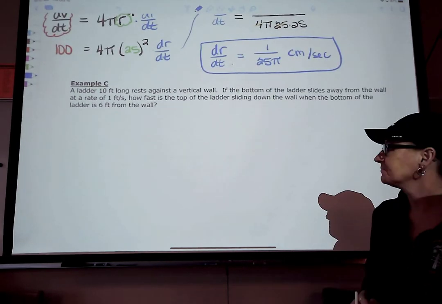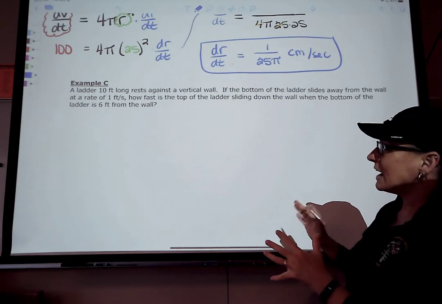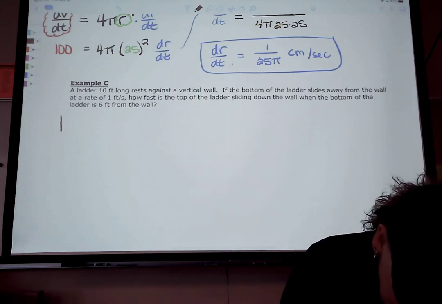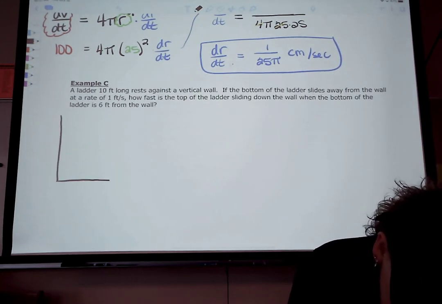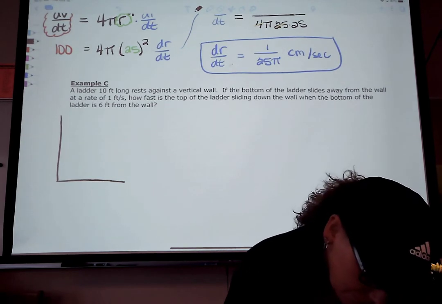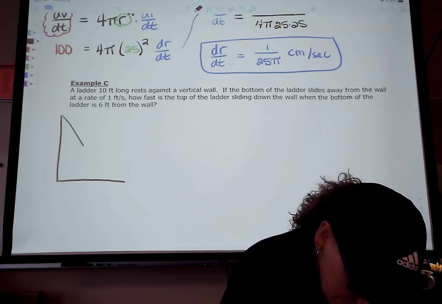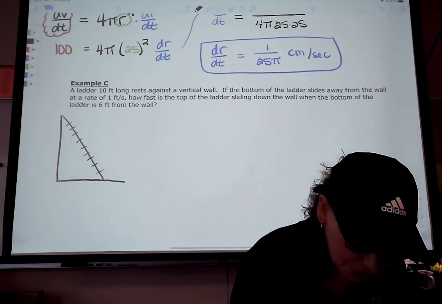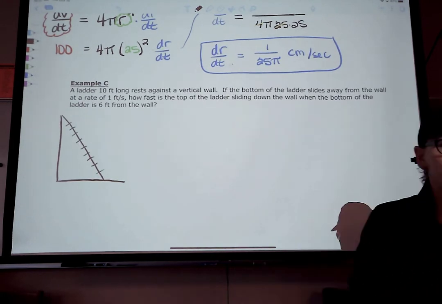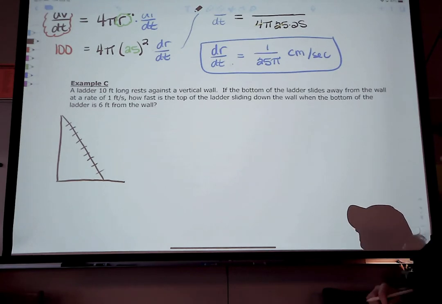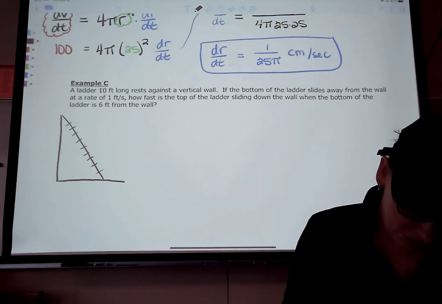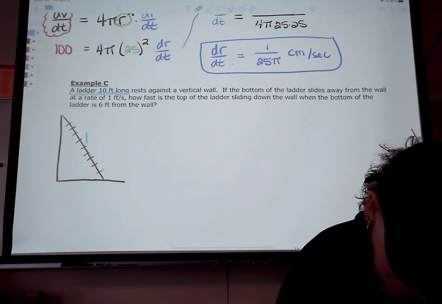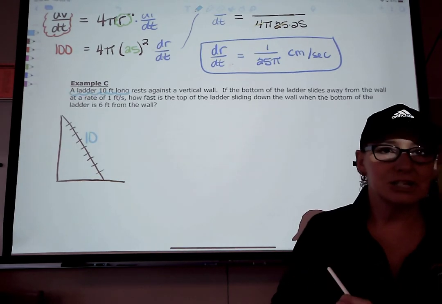Let's do the next one. This is the ladder leaning against a wall, so let's get a picture going. Okay, not a good ladder, but you get the picture. Ladder leaning against the wall. The ladder is 10 feet long. I'll put a 10 there. That is not going to change.